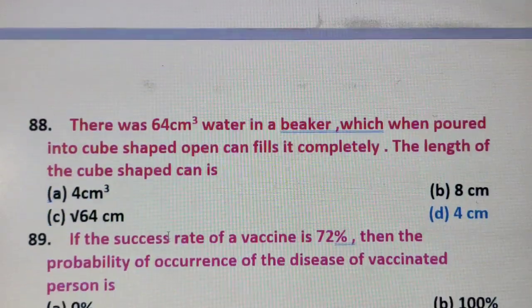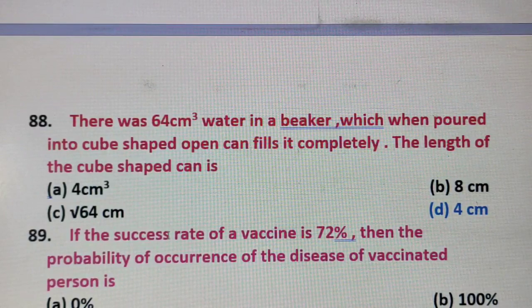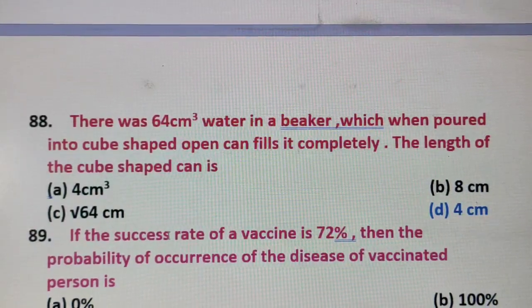There are 64 centimeter cube of water in a beaker, which when poured into a cube shaped open can fills it completely. The length of the cube shaped can is? So the length of the cube shaped can will be 4 cube equals 64. The answer will be 4 centimeter.